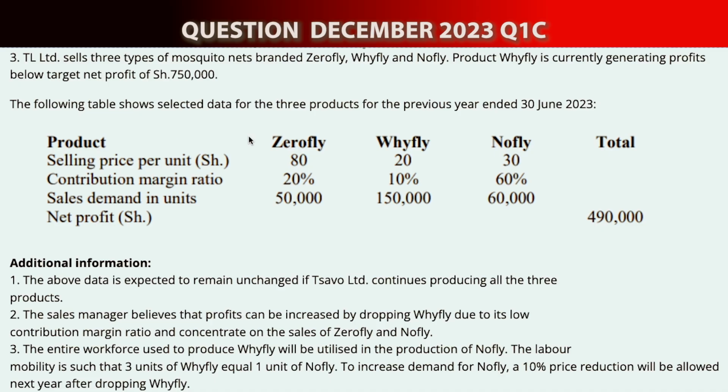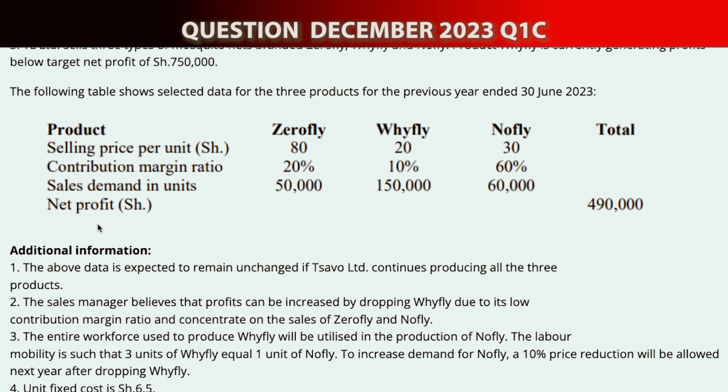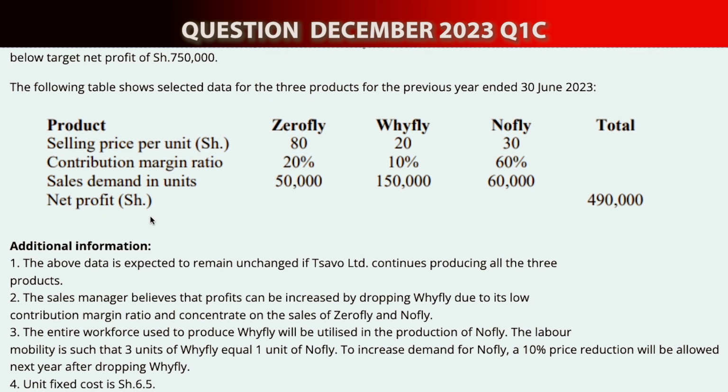You have the product, the selling price per unit of Zero Fly is 80, for Y Fly is 20, for No Fly is 30. Contribution margin ratio is 20%, Y Fly is 10%, No Fly is 60%. Sales demand in units is 50,000, Y Fly is 150,000, No Fly is 60,000, so that the net profit for the entire organization is 490,000.